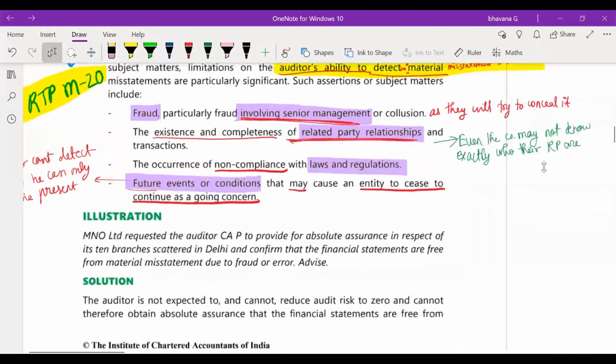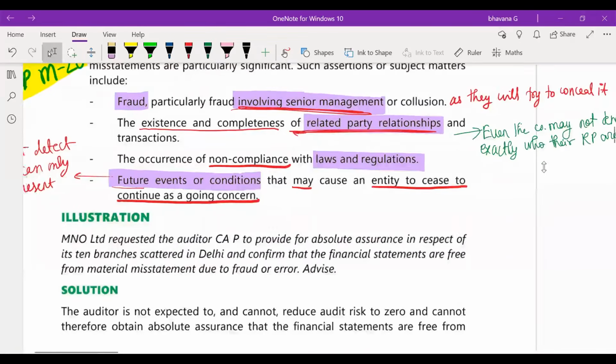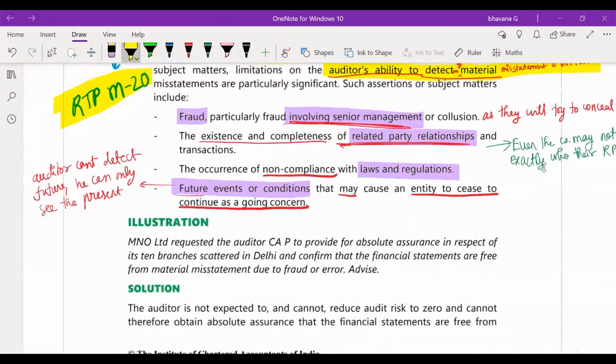Another limitation is non-compliance of laws and regulations. We cannot go to the company and check whether each and every little act is complied with by them. So non-compliance of laws and regulations is a limitation. Next, future events or conditions may cause an entity to cease to continue as a going concern. The auditor can't detect the future, right? He is only working to see the present. In future, some event may happen because of which the company gets closed. How will the auditor know? So that is also a limitation.